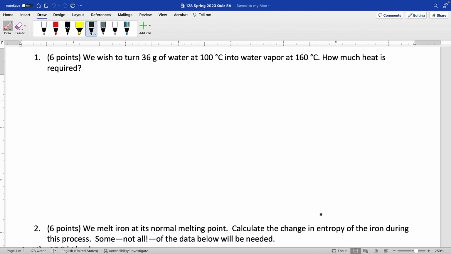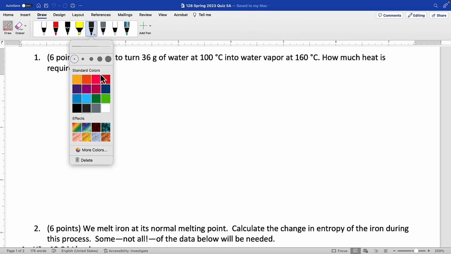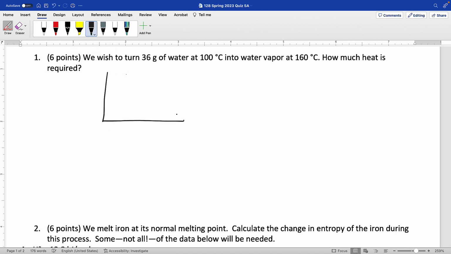Okay, so we'll draw a diagram where we've got temperature on one axis and the amount of heat we have to put on the other. And we can imagine, in principle, if we started at a low enough temperature, we'd have to heat up some ice and then melt it, and then heat up the water, and then boil it, and then heat up the vapor. Now we have to see where we are on this curve.